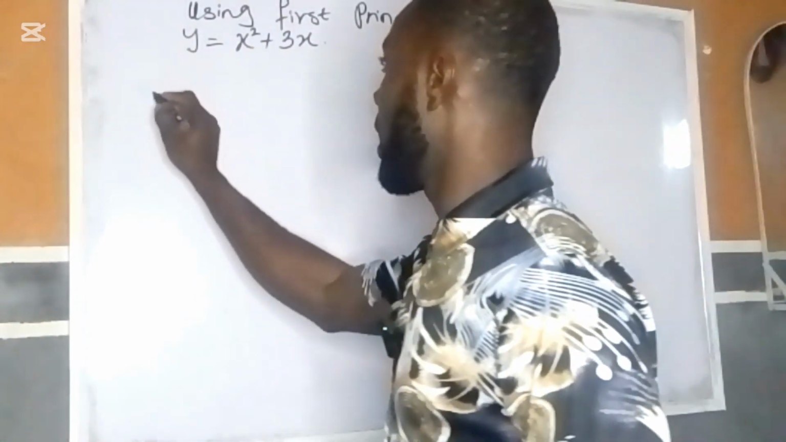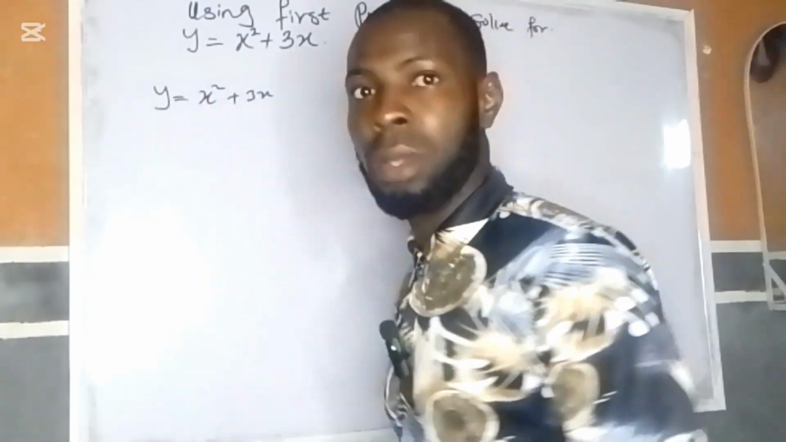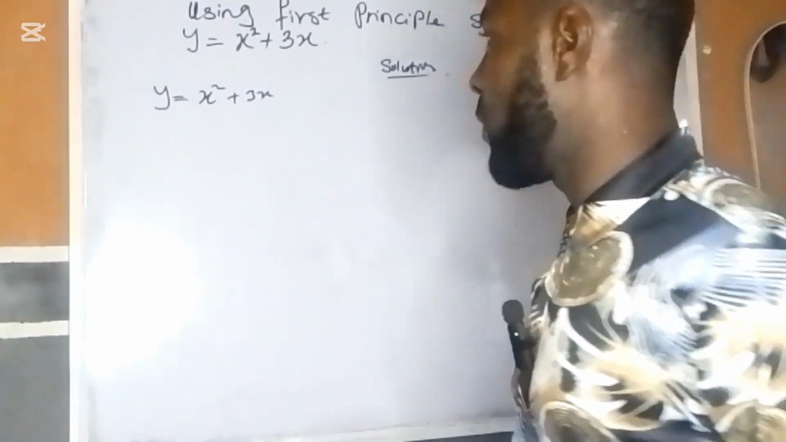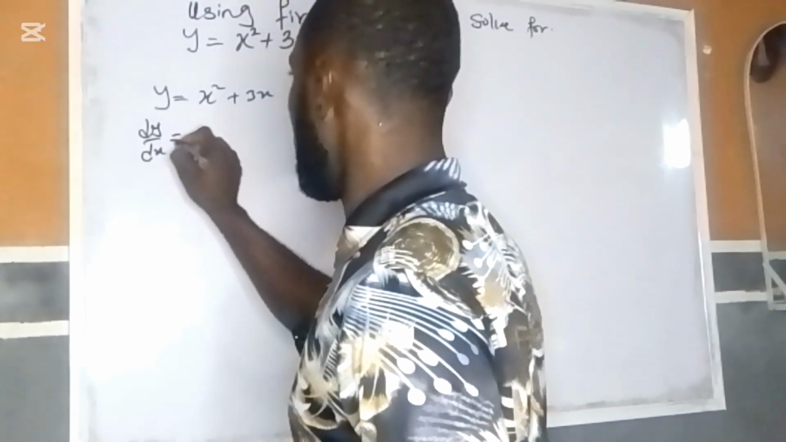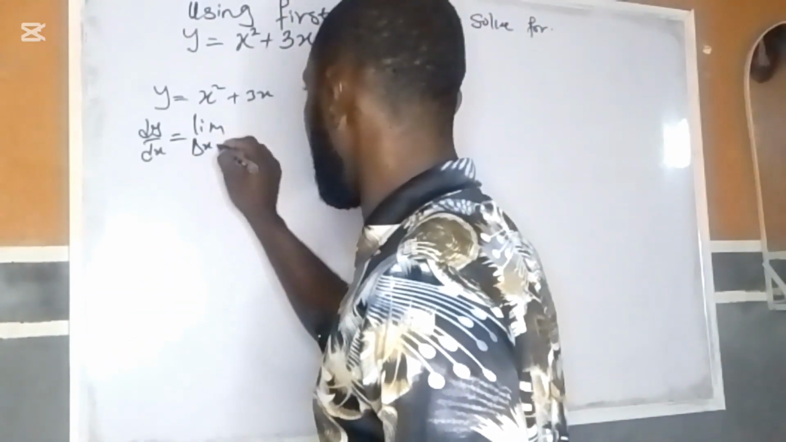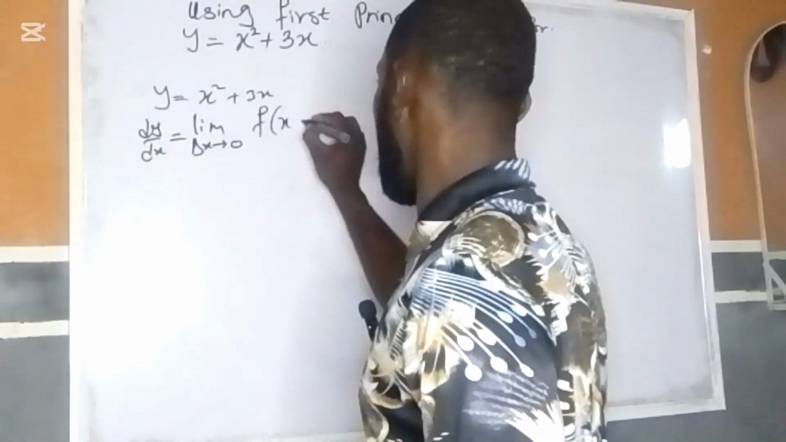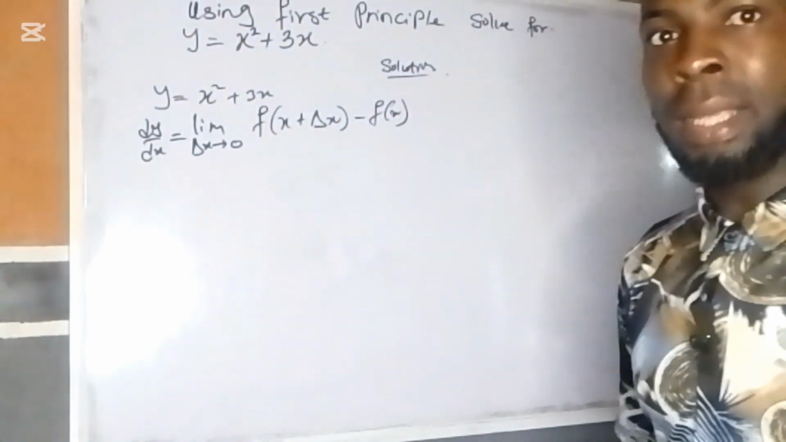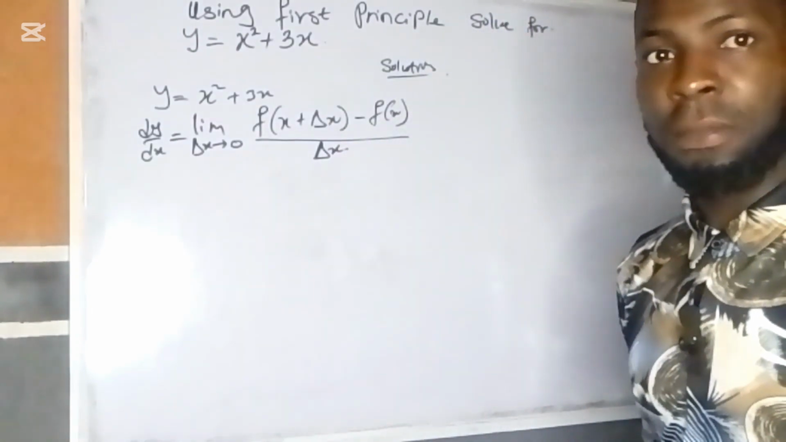We are given that our y is equals to x squared plus 3x. Right? This is what we are given. And we are asked to use our first principle. What's our first principle? Our first principle states that dy/dx is equals to the limit as change in x approaches 0 of f of x plus change in x minus f of x, all over change in x. That's the first principle.